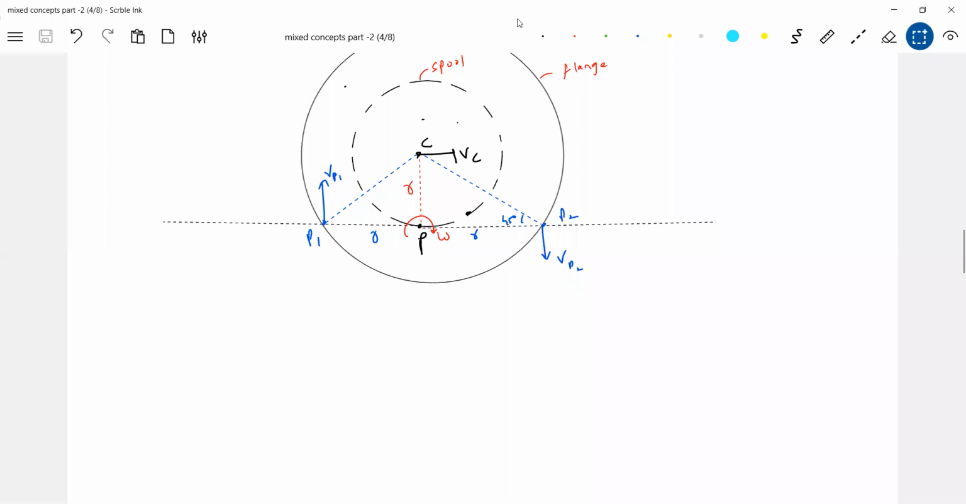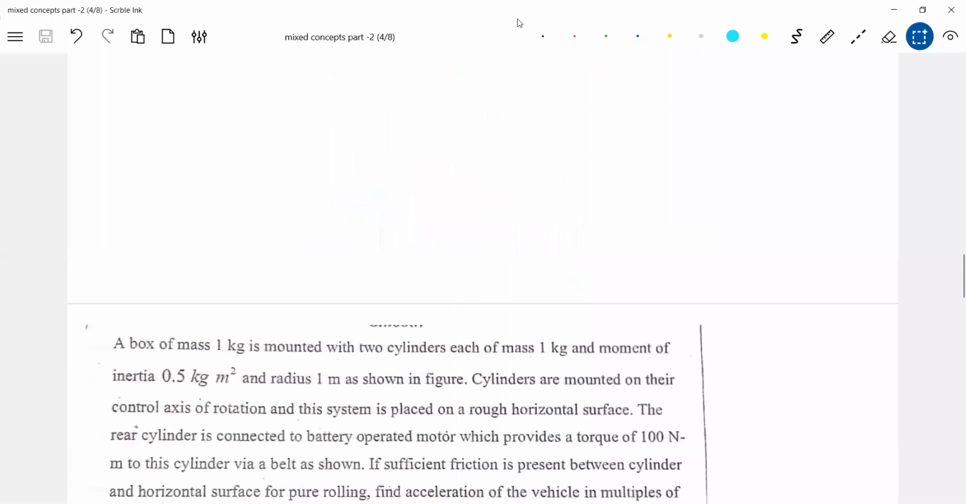Fine. So these were some rolling problems. Still a lot to do. Rolling is not over. So many things can be asked. So you do take help of mathematics. You know it.